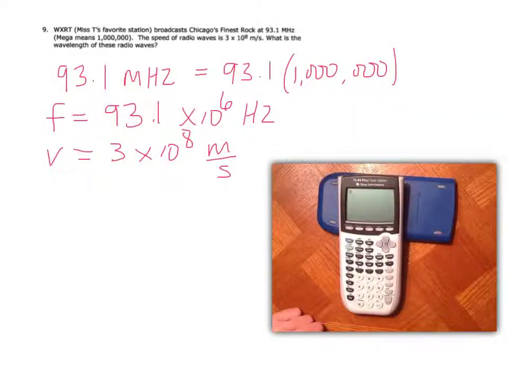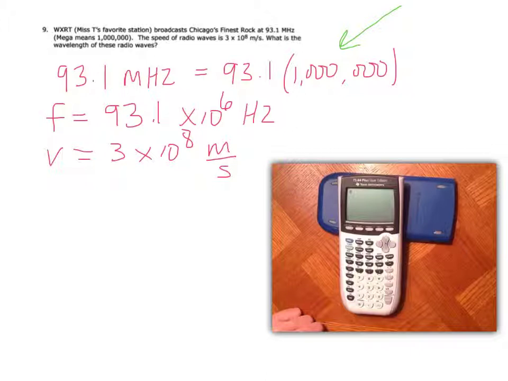For this problem here, it talks about radio stations, and when you are tuning your dial for your radio station, you're actually tuning it into a certain frequency. For FM stations, it is in megahertz. AM stations are in kilohertz, and mega means a million. So if you are at 93.1, that's 93.1 million hertz. And so I've put the conversion here for you so that you can see 93.1 megahertz is 93.1 times a million. We're going to leave that in scientific notation.